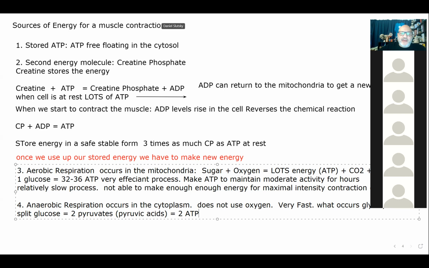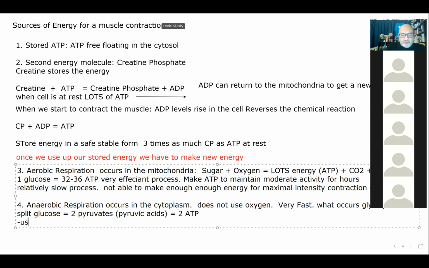So it is an incredibly fast process. But notice before you were getting 32 to 36 ATP from a single glucose. Now you're getting 2. Instead of getting 34 miles to the gallon, you're now getting 2 miles to the gallon. You just went from your hybrid to your Hummer. The advantage is that this is very, very fast, but it also uses your fuel very, very quickly. So that's one of the big problems with this. Problem one is you use up your glucose very quickly.